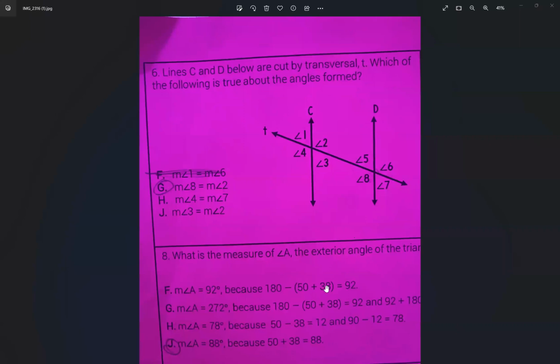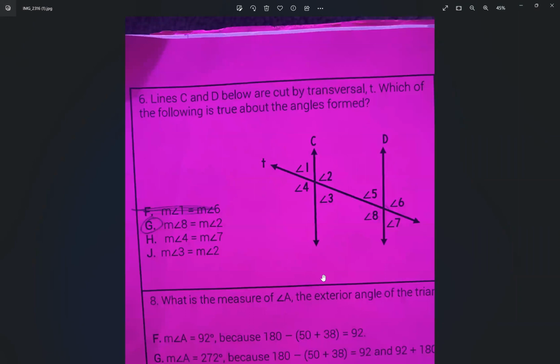Lines C and D below are cut by transversal T. Which of the following is true about the angles formed? 1 equals 6, 2 equals 8, 4 equals 7, 3 equals 2. Okay, so let's do it like this. We know 1 and 3 are going to equal each other, and we know that 5 and 7. So those 4 are all the same. And then same thing in the other direction. That one, that one, that one, and that one are all going to be the same. So 2 equals 8. Yes, exactly. 6 is good.